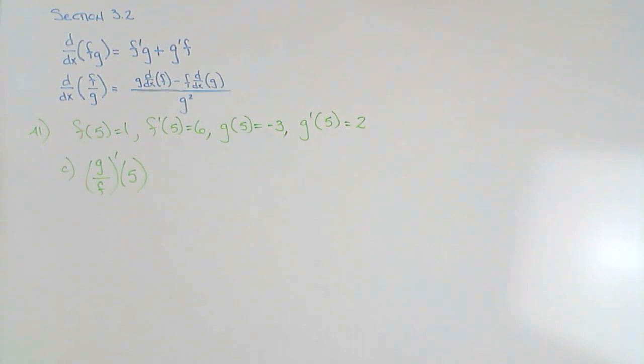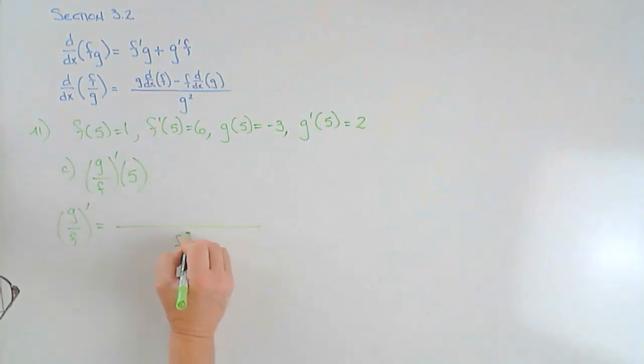That means find the derivative of G divided by F, then plug in 5. Now, we don't know the derivative of G divided by F. We don't have a function for G, nor for F, but we do have the quotient. And the quotient rule says how to find that. They put the G on the top and the F on the bottom to try to trick us. But we know what to do.